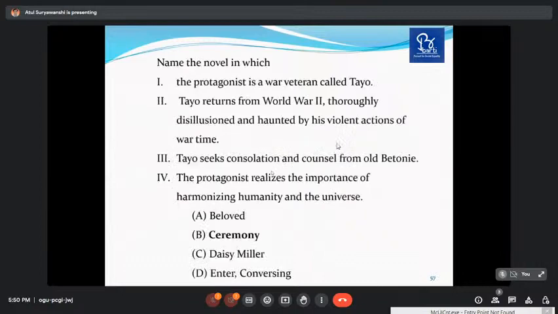Name the novel in which the protagonist is a war veteran called Tayo. Tayo returns from World War II, thoroughly disillusioned and haunted by violent actions of the wartime. Tayo seeks consolation and counsel from old Betonie, and the protagonist realizes the importance of harmonizing humanity and the universe. So which novel is this? The novel is entitled Ceremony, which describes these 4 points.